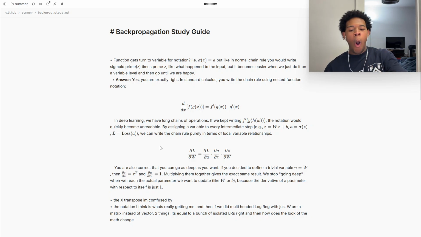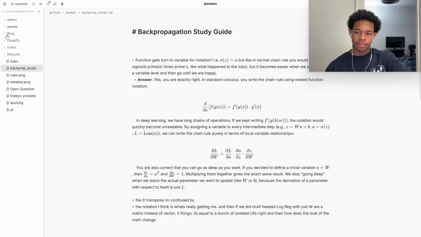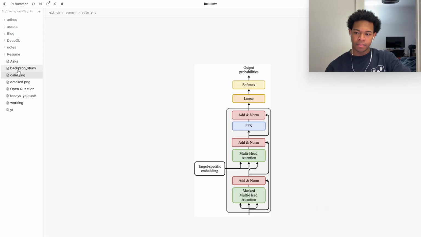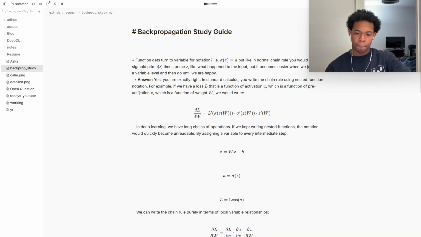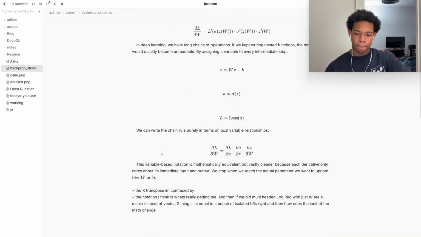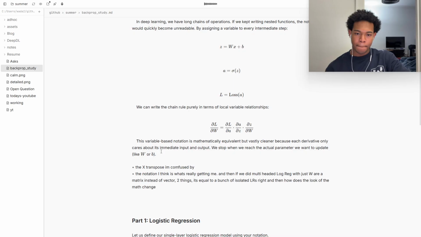I have updated the first answer in your study guide to show the exact contrast using the same variables, showing how the nested function notation compares directly to the cleaner variable-based chain rule. Now let us tackle the matrix calculus notation and why that transpose appears.